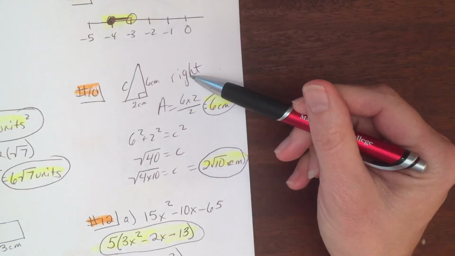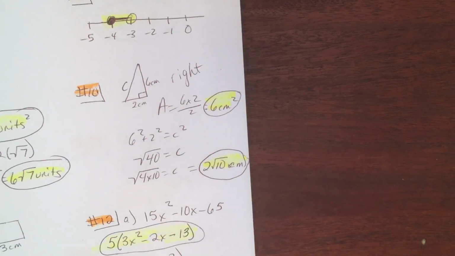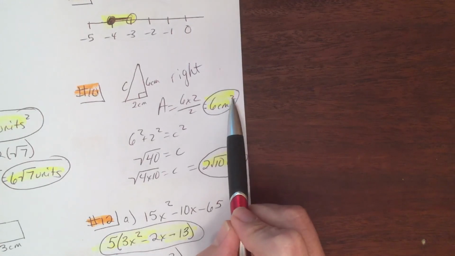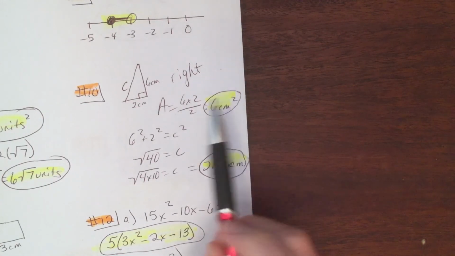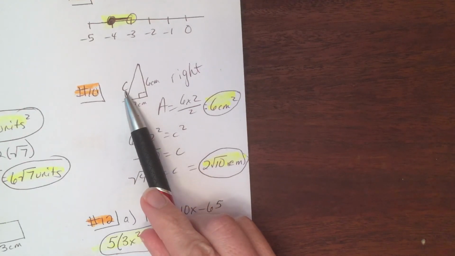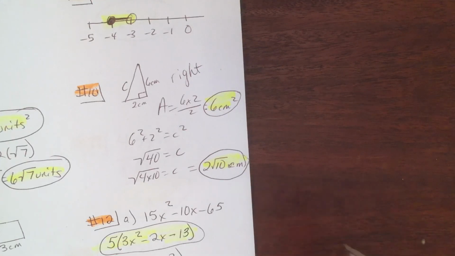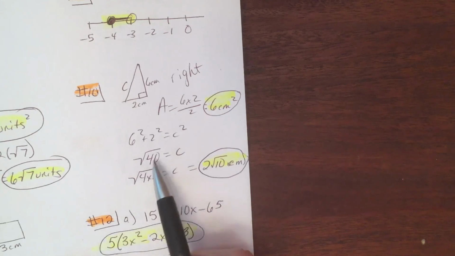So it's a right triangle. So to find the area, base times height, divide by 2. That should have given you 6 centimeters squared for the area. And then I said, well, 6 squared plus 2 squared has to give you c squared. Or you may have also already noticed that that third square was 40 centimeters squared. So you might have already said, well, each side is the square root of 40.